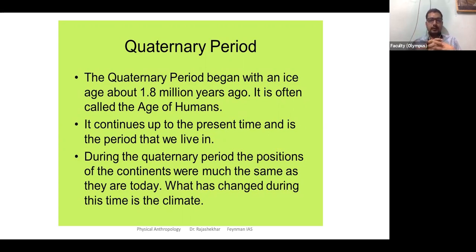So the Quaternary period is the current period, as I was telling you. Within the Quaternary period, the continents have not moved much because they move slowly. We don't realize that very much. The continents were almost positioned the same, but climate has changed during the Quaternary period. Slow changes in the climates have happened in the Quaternary period.